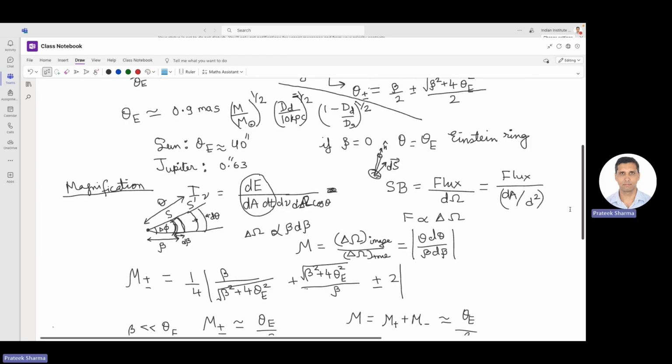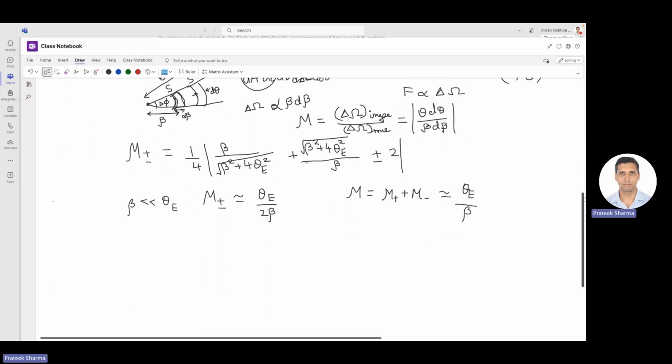Surface brightness is flux by dA. dA goes to zero for a point source, and that's why the brightness of the image also blows up. That's right. So for a point source, surface brightness is infinity. By definition, it does not have an area. That's correct. Yes, exactly. And that's called a caustic. That line is called a caustic.